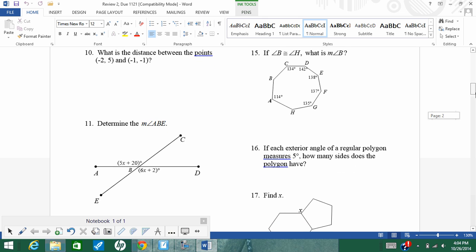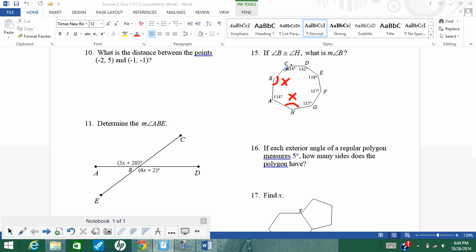Go up top here to 15. We're finding angle B. Angle B and angle H are congruent. We want to know angle B. I don't know either of these, but I know they're the same, so I'm going to call them both X. And I'm going to count here. I have 1, 2, 3, 4, 5, 6, 7, 8 sides.